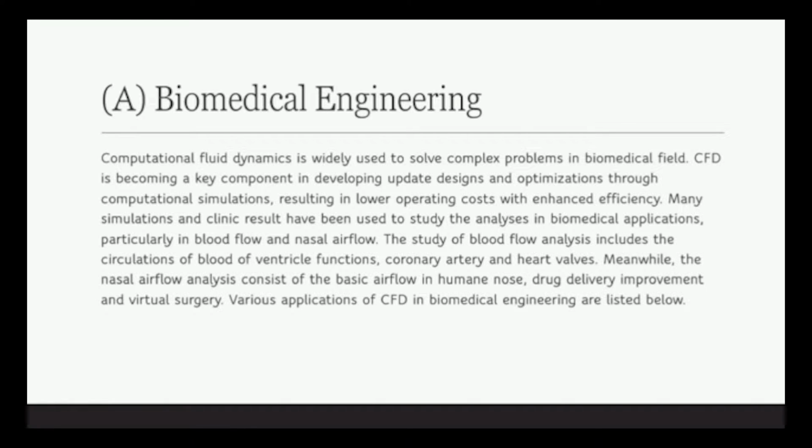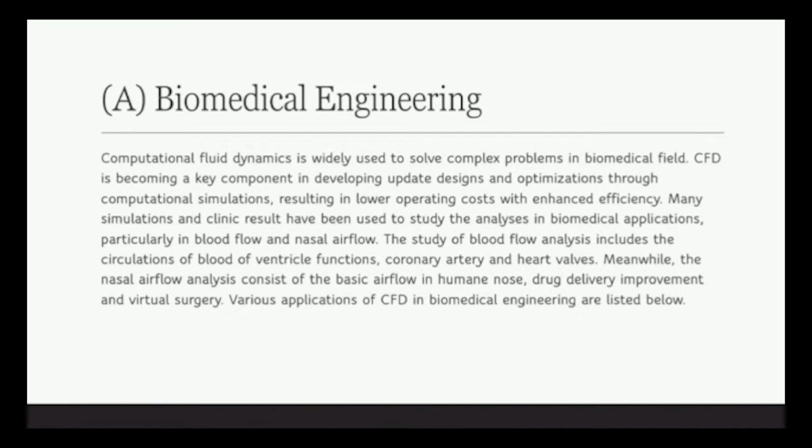Many simulations and clinical results have been used to study the analysis in biomedical applications, particularly in blood flow and nasal airflow. The case study of blood flow analysis includes the circulation of blood in ventricles, coronary arteries, and heart valves. Meanwhile, the nasal airflow analysis consists of the following: airflow in the human nose, drug delivery improvement, and virtual surgery.